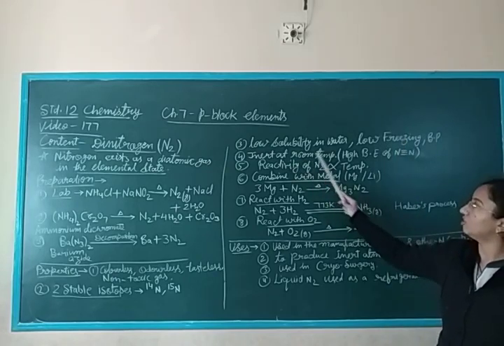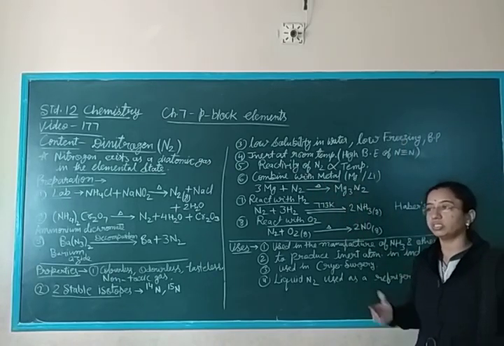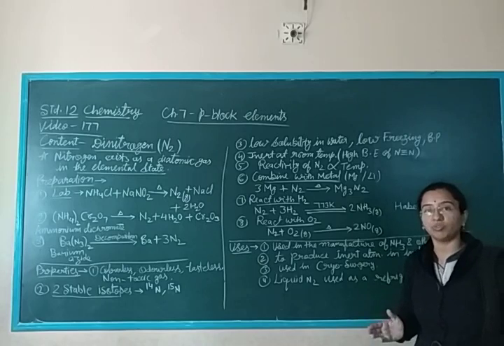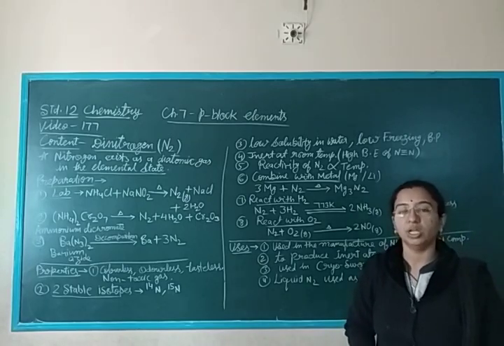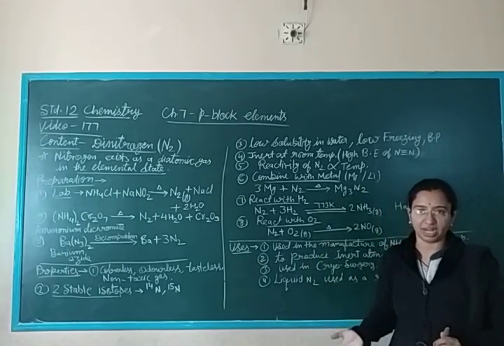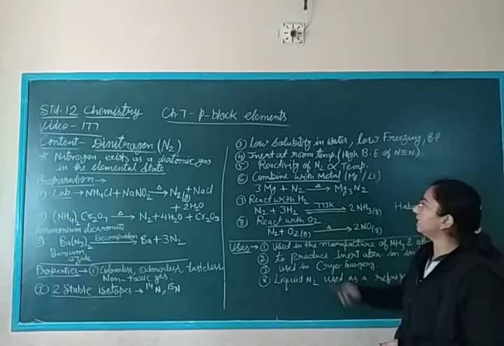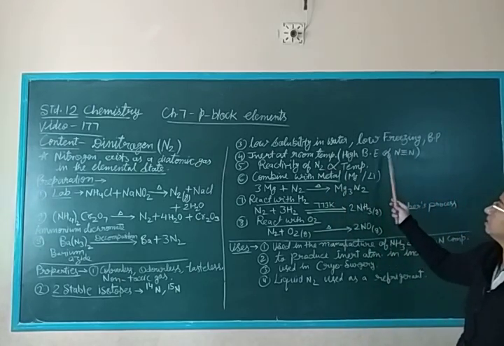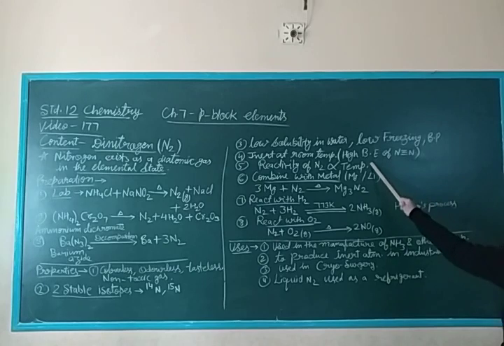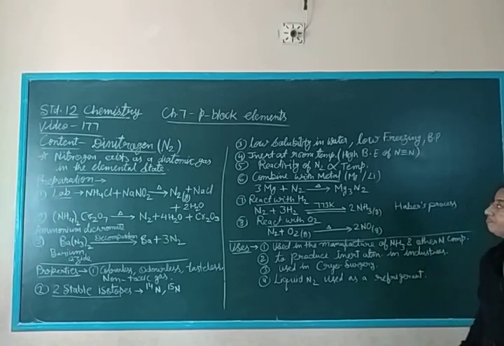Then it is inert at room temperature. You already know that 78%, the maximum amount, of nitrogen is present in the atmosphere, so it is non-reactive. So it is inert at room temperature, and has high bond enthalpy. The reason why it is inert is the high bond enthalpy of the nitrogen triple bond, N≡N.